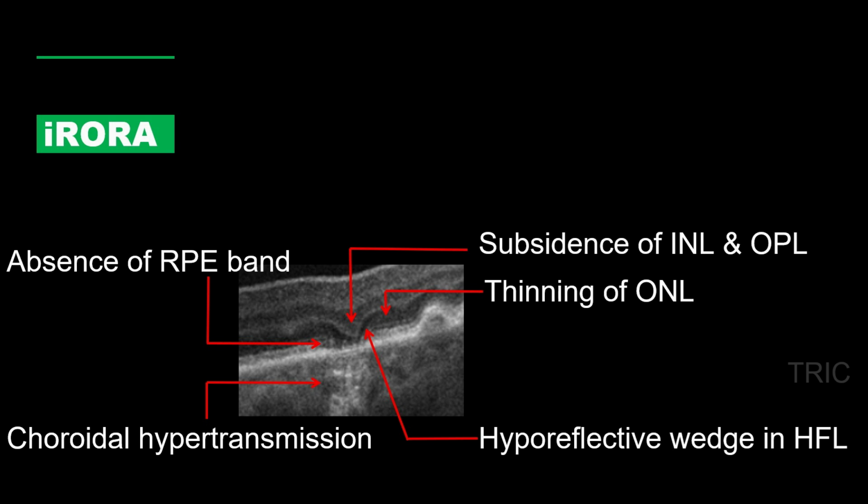At the right side, as we trace the ONL towards the area of RPE disruption, we see that it is gradually narrowed down. The hyperreflective line above the ONL, which is outer plexiform layer, tends to dip down towards the area of RPE disruption. And so does the overlying inner nuclear layer. This is what is called the subsidence of INL and OPL. If we look carefully, we will see that there are hyporeflective wedge-shaped spaces in the Henle fiber layer on both sides of subsiding OPL, sandwiched between OPL and ONL.